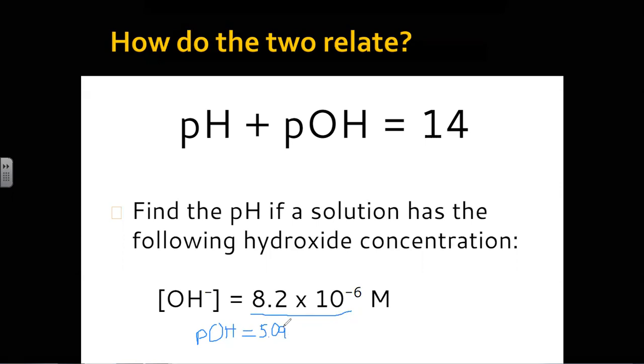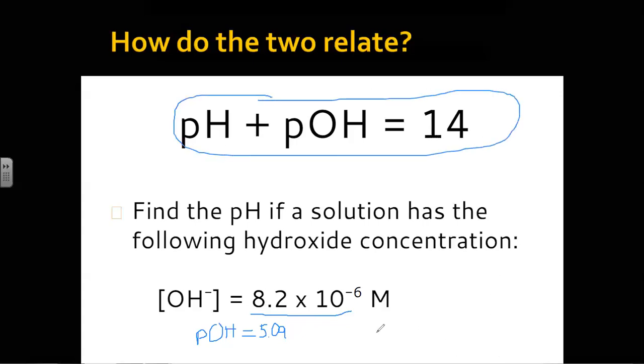Yes, it is okay to round. As usual, I expect you to round to 2 decimal places, if at all possible. So then we use this formula right up here, and we go pH plus our 5.09 equals 14. And that is messy, and I'm sorry about that, but pH plus 5.09 equals 14. So we take our 14, subtract 5.09 from that, and we get a pH equal to 8.91.